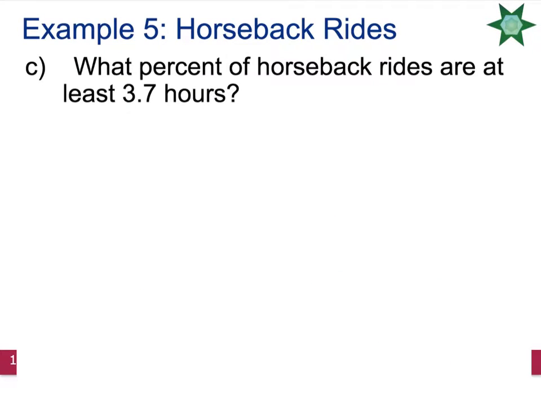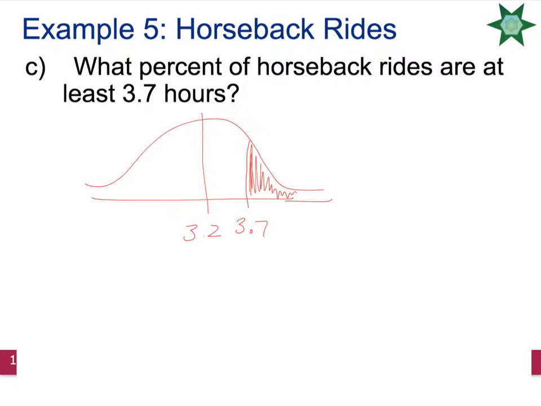Okay, let's try another one. What percent of horseback rides are at least 3.7 hours? Okay, so I always start with drawing my diagram. My mean was 3.2. I want my horseback ride to be at least 3.7. So remember, at least means you can be 3.7 or larger than 3.7. Okay, so you would shade all of this region in right here.